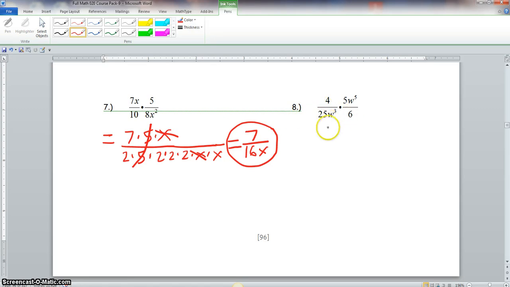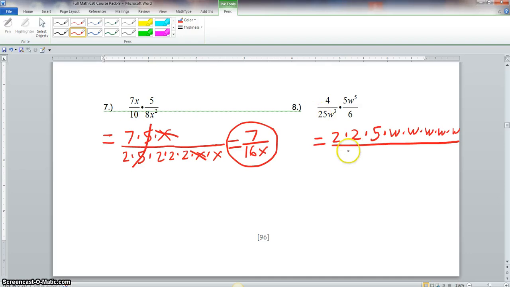Now we go to number 8. The prime factorization of 4 is 2 times 2. And the prime factorization of 5 we know is 5. But now we have 5 w's here because we had that w to the 5th. All right. Almost didn't think it was going to fit.